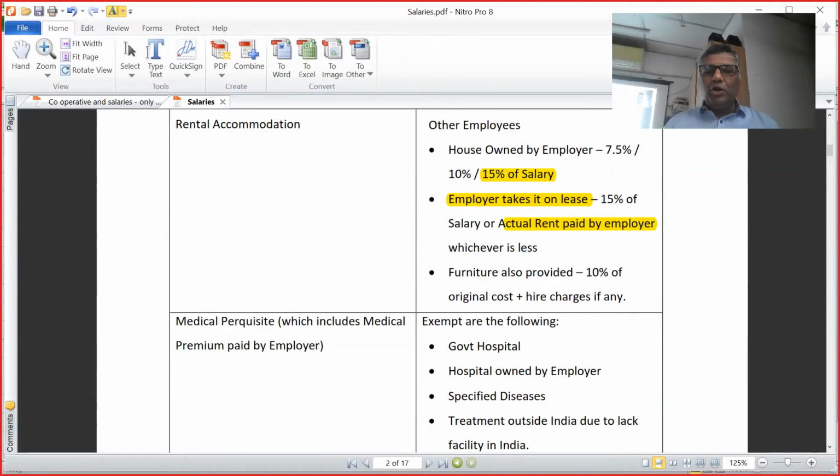If it had been included in the rule, I would have written it here. When I have written it here, it is taxable.